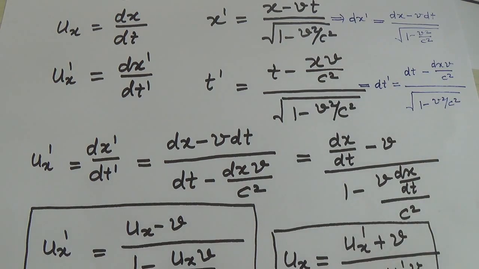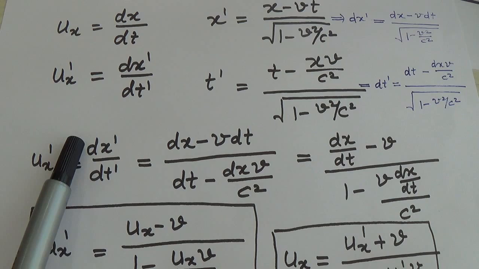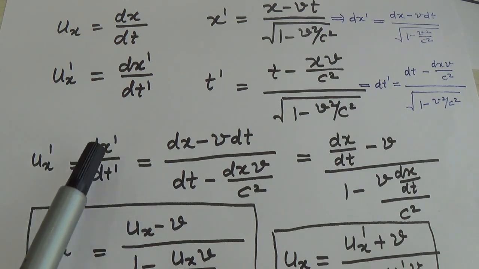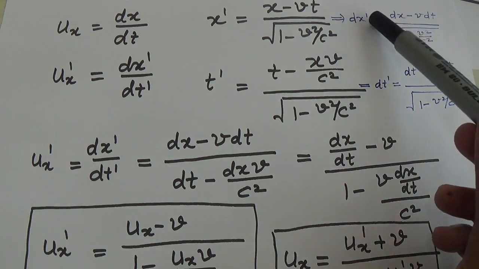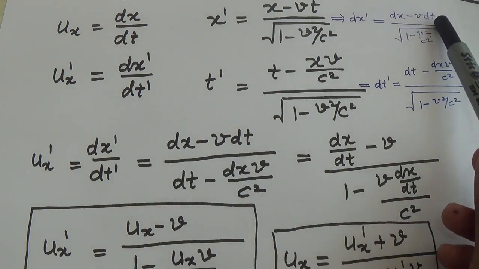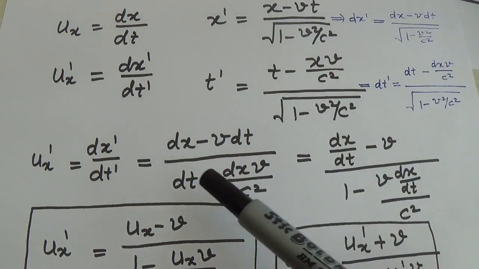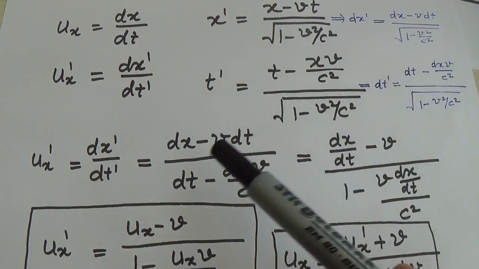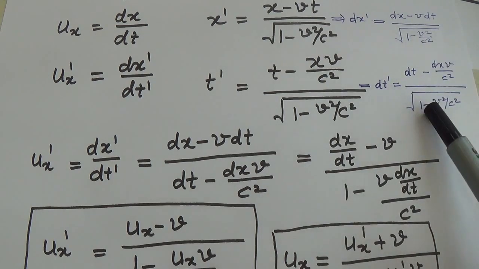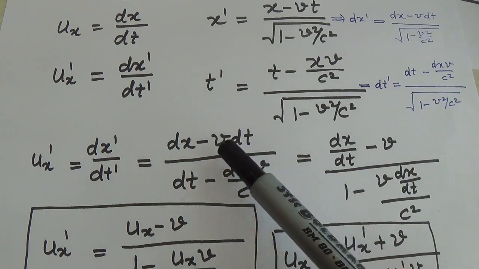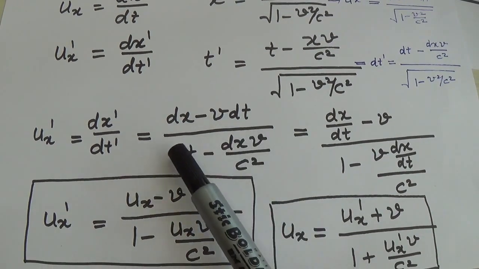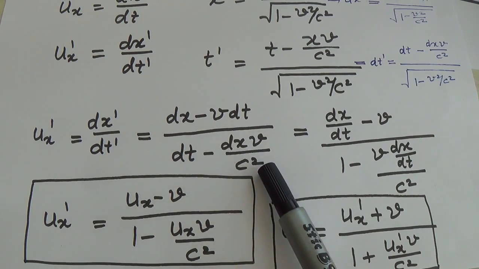So one can write now ux prime, that is defined by dx prime upon dt prime. And now you have to put the value of dx prime and dt prime. So dx prime is equal to this dx minus v dt, right, and dt prime is equal to this one. When you put these values of dx prime and dt prime, this factor cancels out and you will get dx minus v dt upon dt minus dx v upon c square.